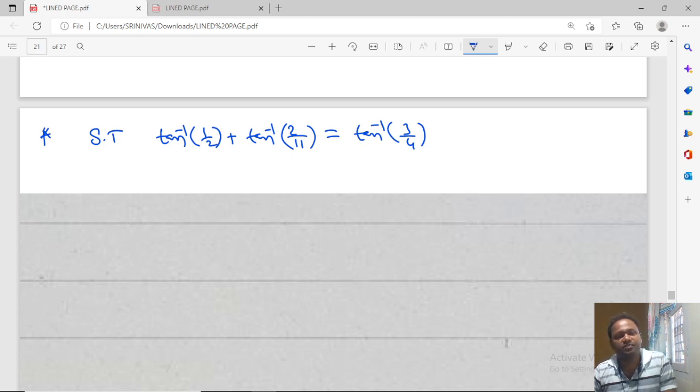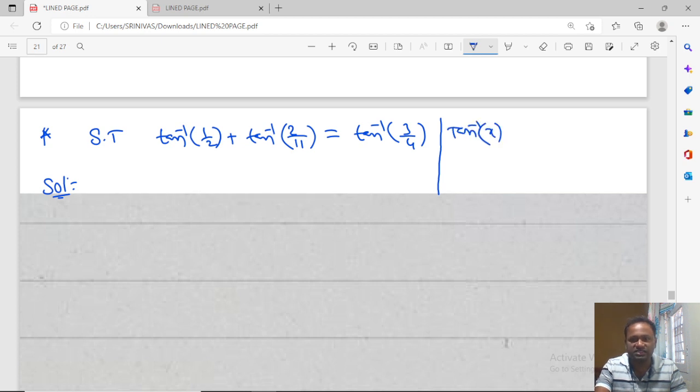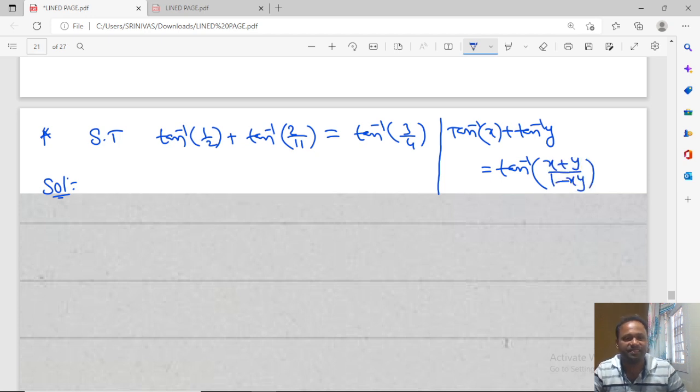Tan inverse 1 by 2 plus tan inverse 2 by 11 is equal to tan inverse 3 by 4, we need to prove. Okay, so here 1 by 2 is less than 1, 2 by 11 is also less than 1, and then the product will be also less than 1, right? Solution: to find this we need to know one formula, that is tan inverse x plus tan inverse y is equal to tan inverse of (x plus y) by (1 minus xy).